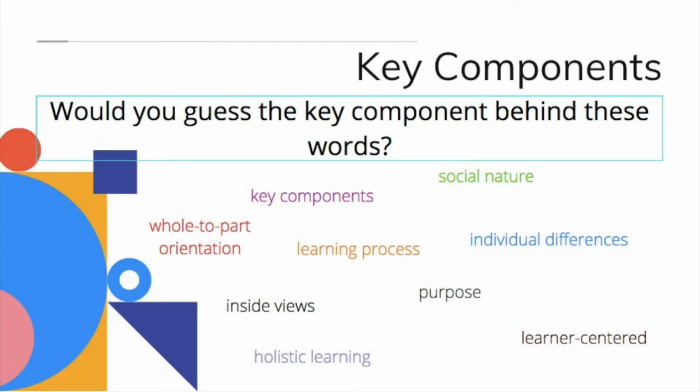Jacobs and Farrell describe a change of paradigm based on some key components. Here, you have some words, for example, whole to part orientation, learning process, social nature, individual differences, purpose, inside views, holistic learning, and learner-centered, that describe each of these components. Would you be able to guess them only with this information?